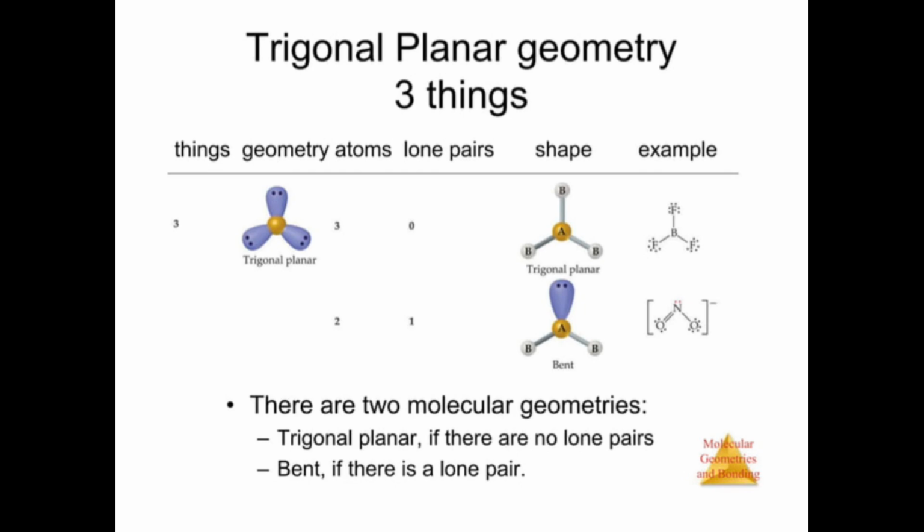However, if it is having 2 atoms, don't forget the geometry is still trigonal planar, but we are not talking about shape now. However, if it is having 2 atoms with 1 lone pair of electrons, there will be a distortion in the arrangement. So instead of it being a trigonal planar, it is going to be a bent shape. An example is NO2 that you see there.